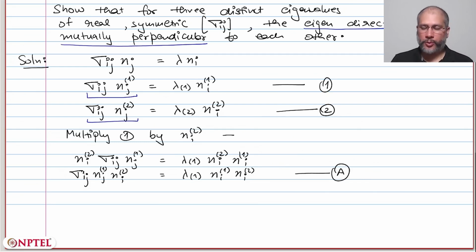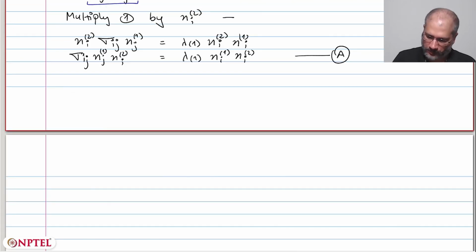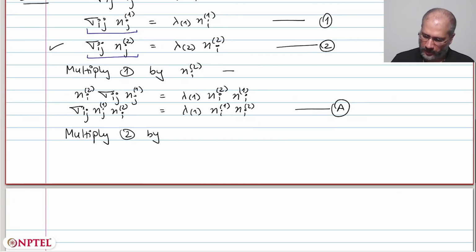Now let's work with equation 2. In equation 2 we said that we'll multiply this by n1 because we already have an n2 here. So let's do that. So we'll multiply equation number 2 by n1i. So this becomes n1i sigma ij times n2j, that's equal to lambda 2 n1i times n2i.